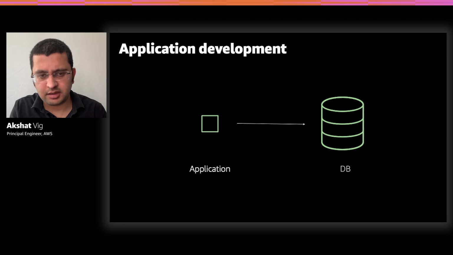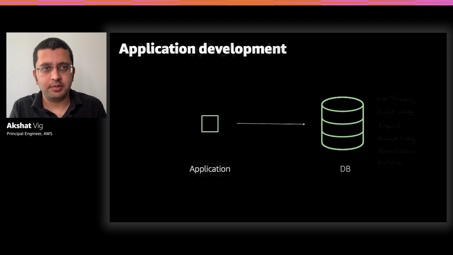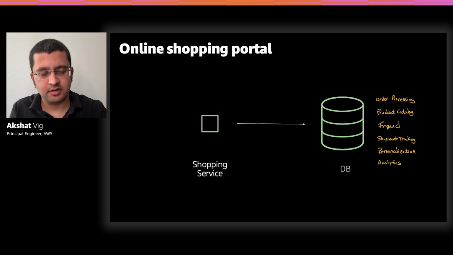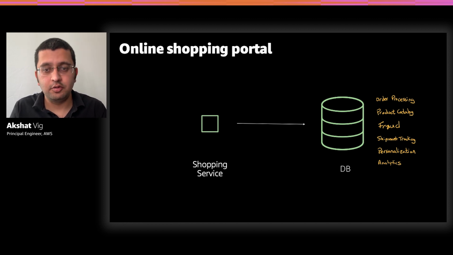So let's take a specific example of an online shopping portal. If you look at an online shopping portal, there are multiple sub applications inside that. You need to have some way of sharing the product catalog with the users who are using your website. You need to have order processing. When customers are placing orders, you need a pipeline to track the orders that are placed. You need a pipeline to track the shipments that are being sent out, and personalization, analytics. So there are a multitude of applications within that shopping portal that you build.